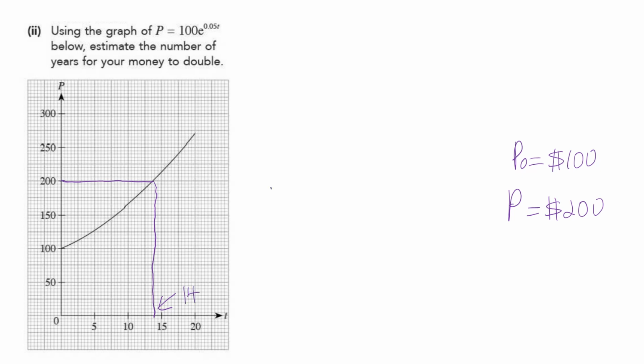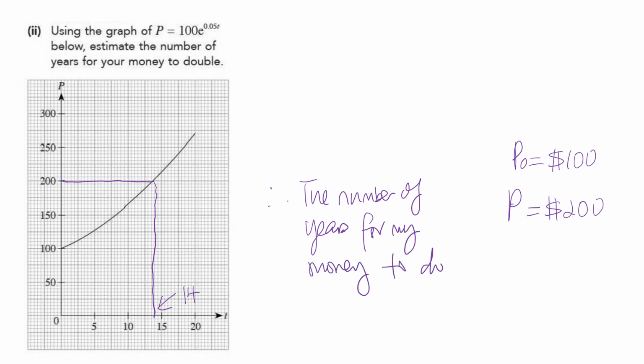Therefore, the number of years for my money to double takes about 14 years. The number of years for my money to double is estimated to be 14.